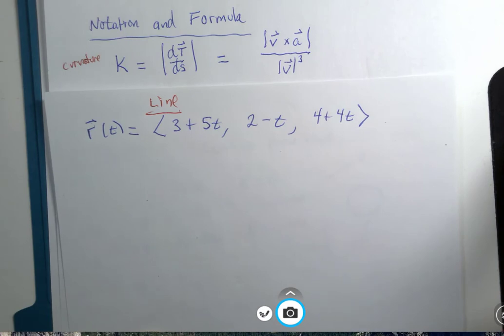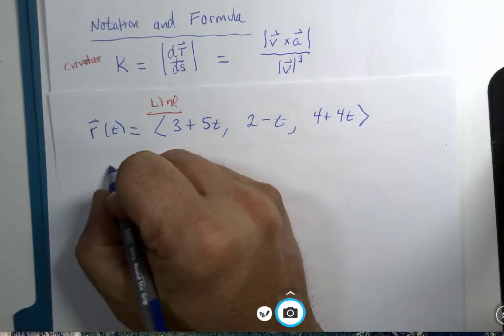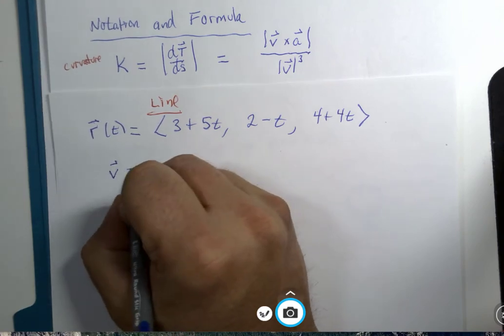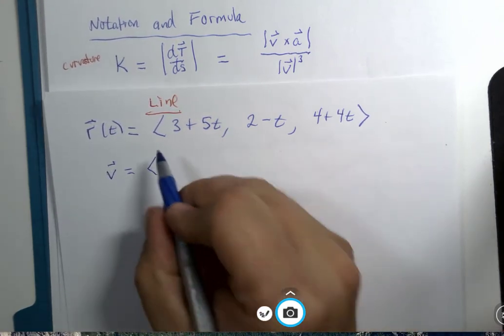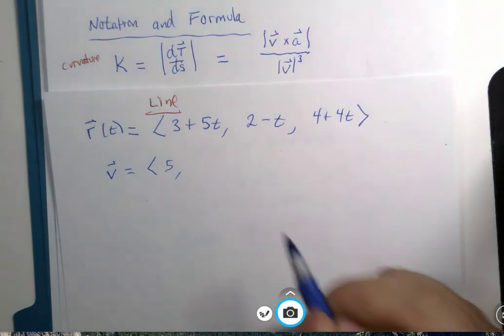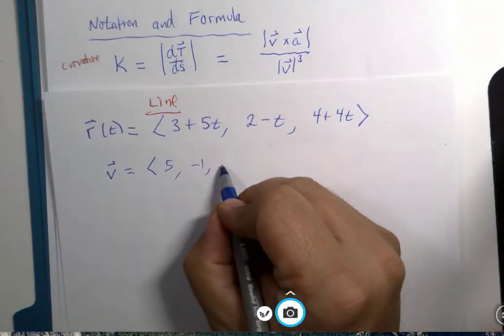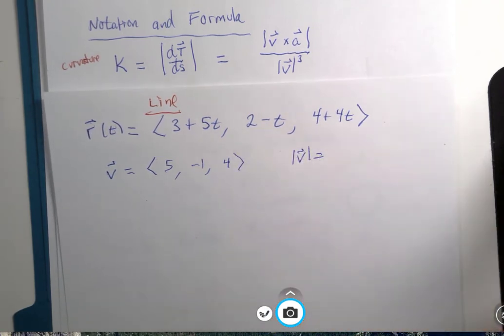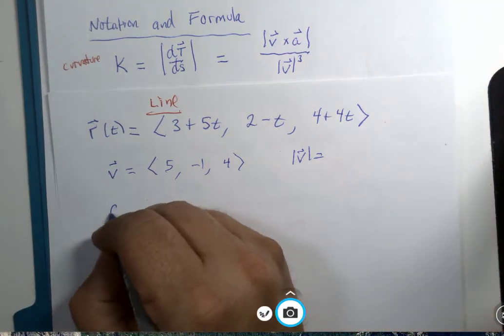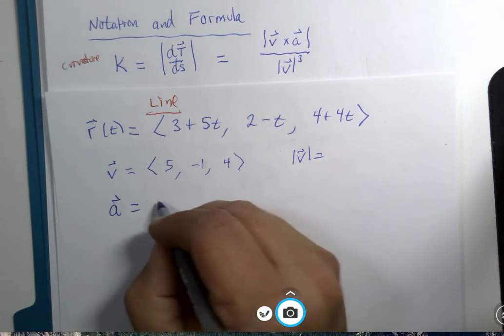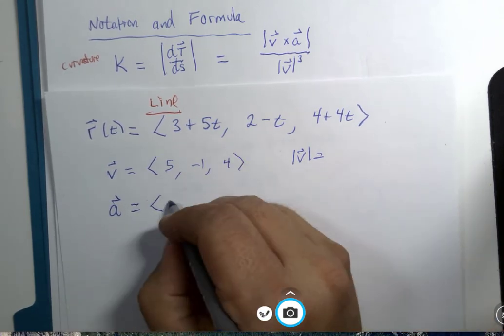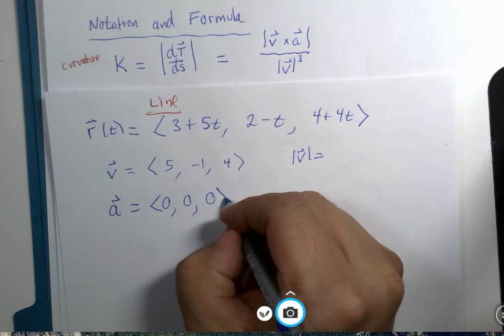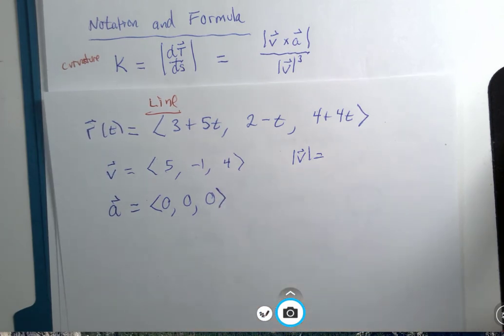The formula says I need to calculate the velocity vector. The velocity vector is going to be 5, -1, 4. And if I need the magnitude of velocity, I can calculate that shortly. The reason I'm not doing that is I want to show you this. Acceleration: the second derivative is 0 across the board.